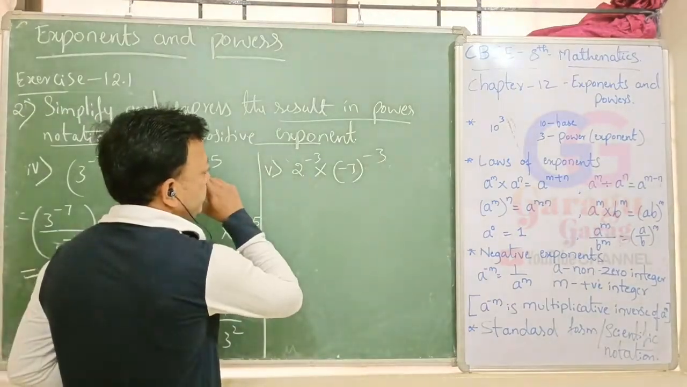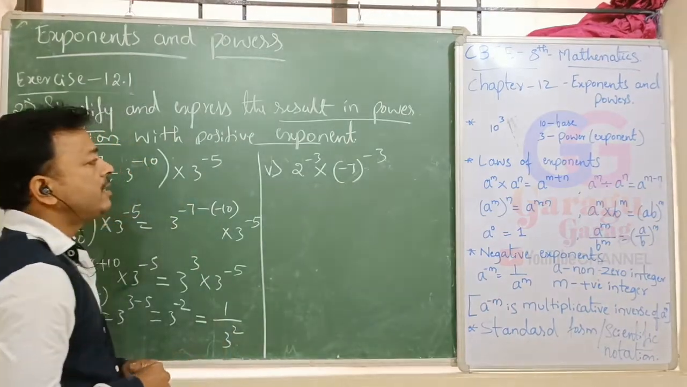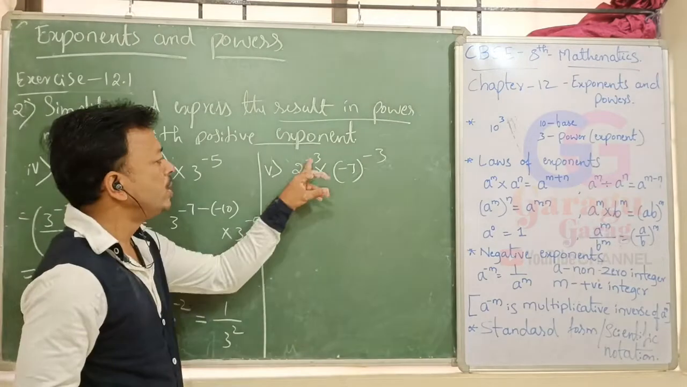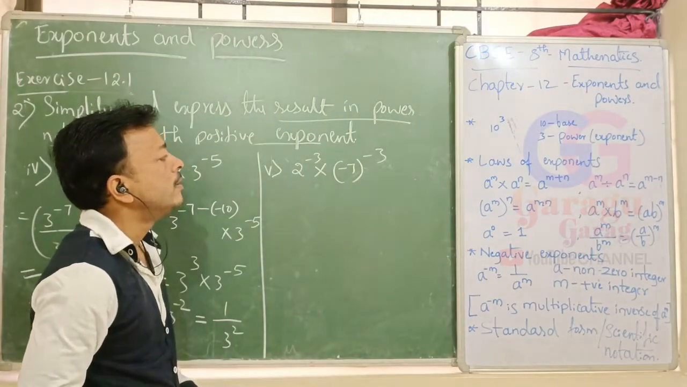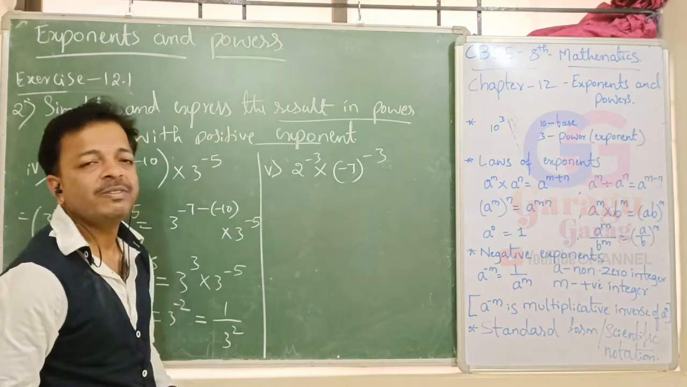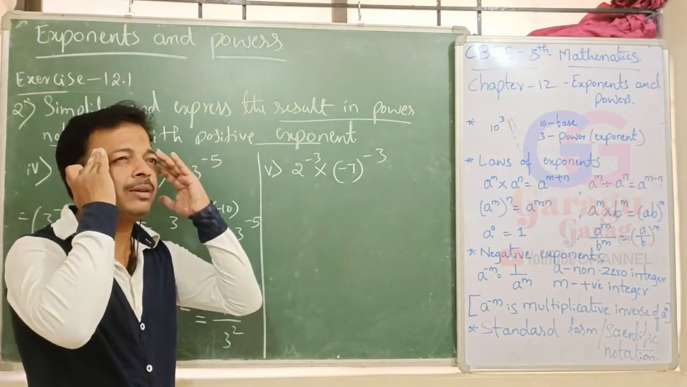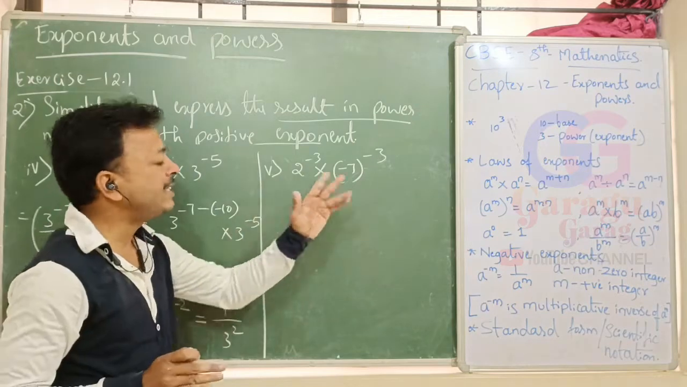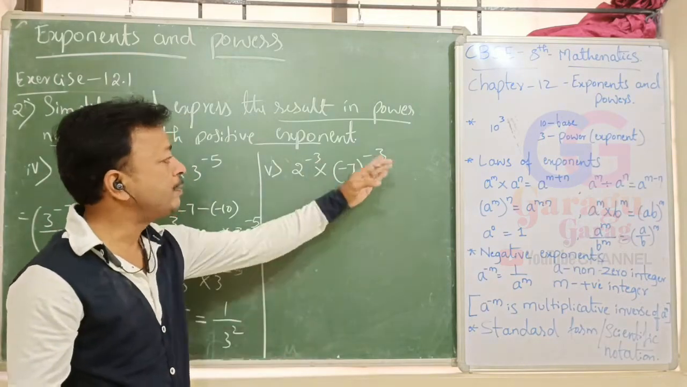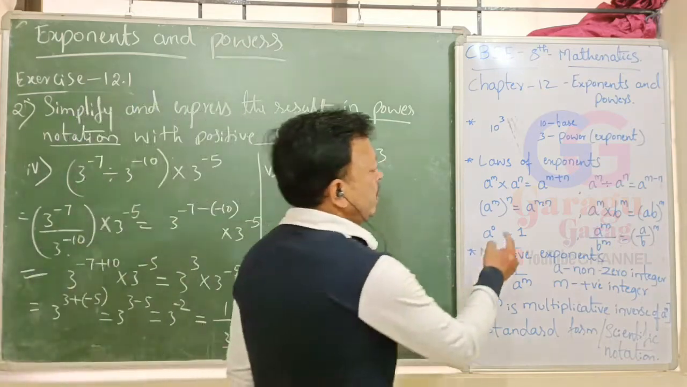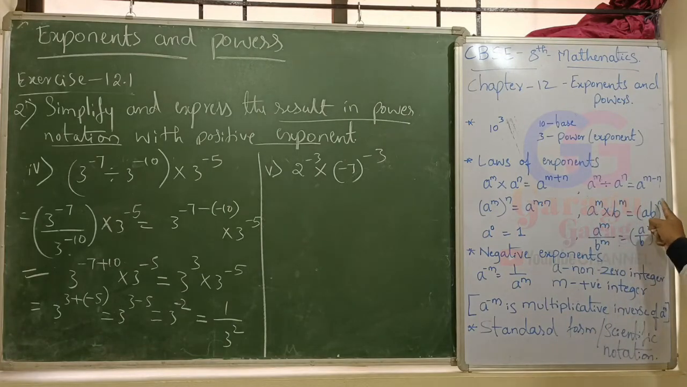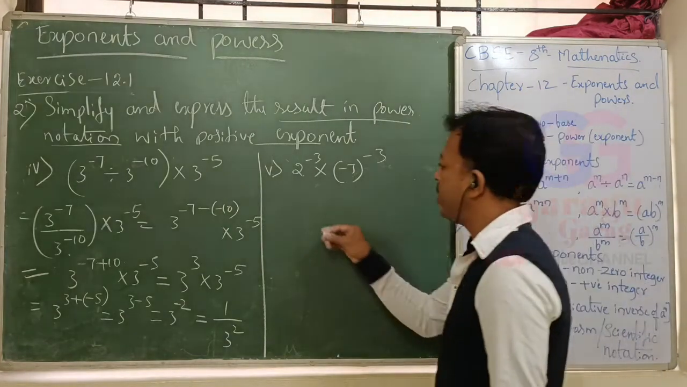Now come to here. 2 raised to minus 3, the question is correct or not? Yes, obviously it's a correct one. 2 raised to minus 3 into minus 7 raised to minus 3. What will we do here? Just check it. The base terms are not the same, but the exponent terms are the same. If the exponent terms are the same, a raised to m into b raised to m equals ab whole raised to m. You have to apply this one.